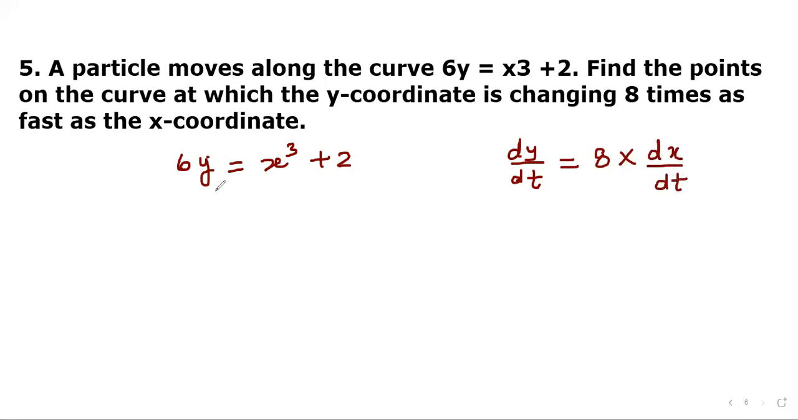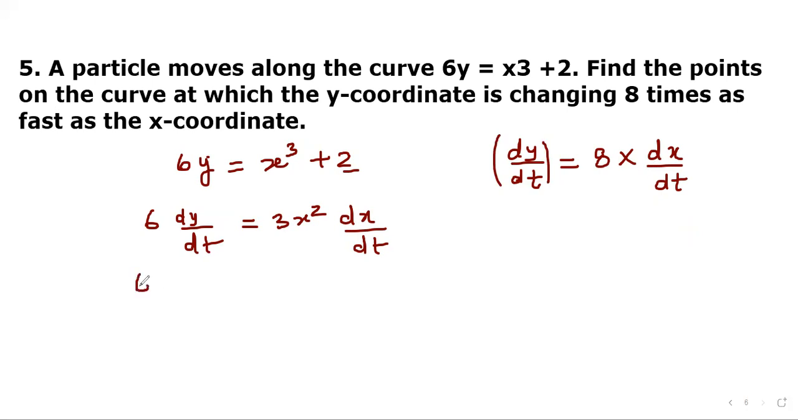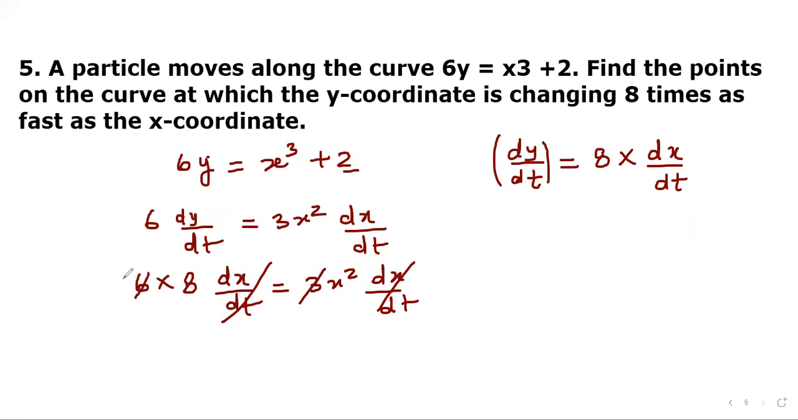Now let's differentiate this equation. 6 dy by dt equal to 3x square dx by dt, and differentiation of 2 will be 0. So now we put this value, dy by dt is 8 times dx by dt. 6 into 8 dx by dt equal to 3x square dx by dt. So dx by dt will cancel out, and 3. So x square equal to 16, from where we get x equals plus minus 4.